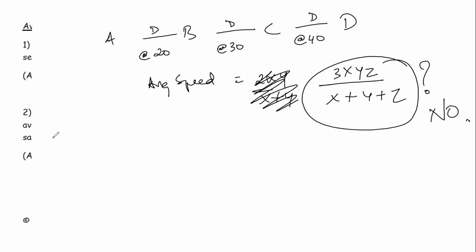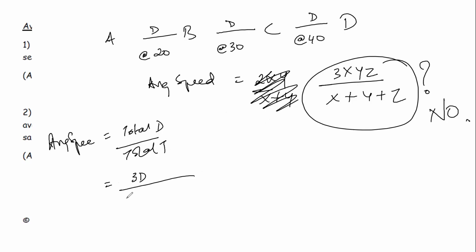Okay. So we'll calculate average speed as total distance over total time. All right. So remember out here we are considering A to B, B to C, C to D. Distances are the same. Three different speeds. Okay. So total distance is 3D upon total time. Time one is, remember, speed is distance upon time. Time is distance upon speed. So D upon 20, D upon 30, D upon 40. These are the times, right?